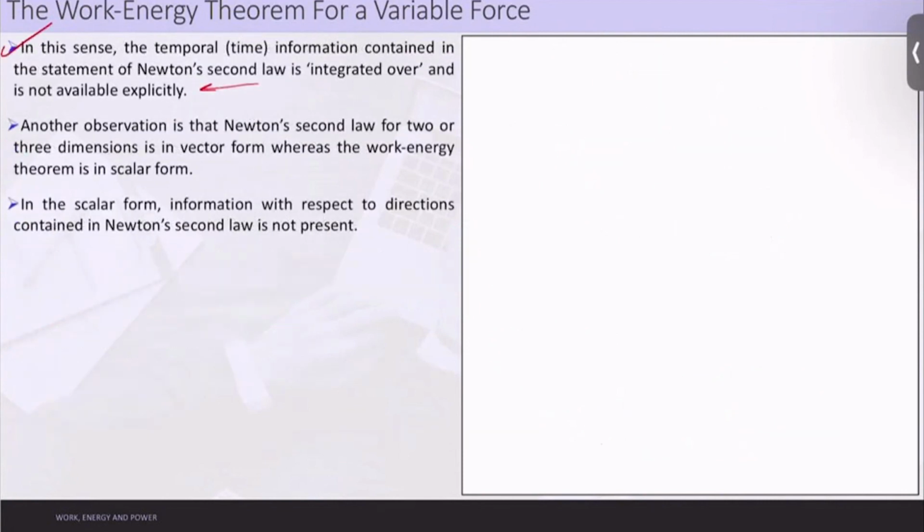So in this sense, the temporal information contained in the statement of Newton's second law is integrated over and is not available explicitly. So it is not available explicitly.